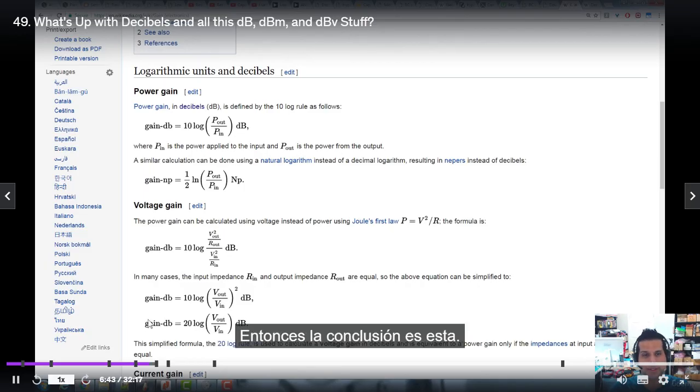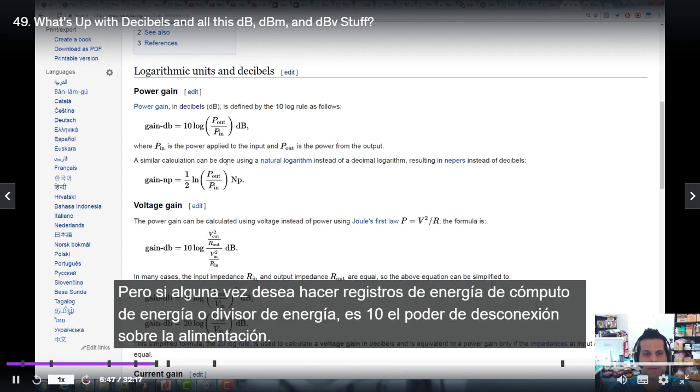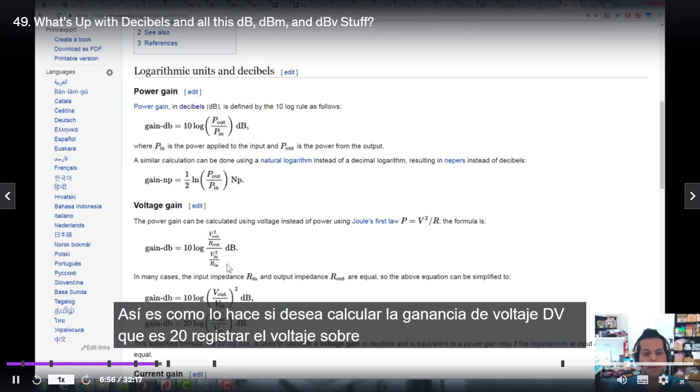So bottom line is this, and again, you just read through this and try and remember it, but if you ever want to compute power in dB, it's 10 log power out over power in. That's how you do it. If you want to compute voltage gain in dB, then it's 20 log the voltage out over the voltage in.